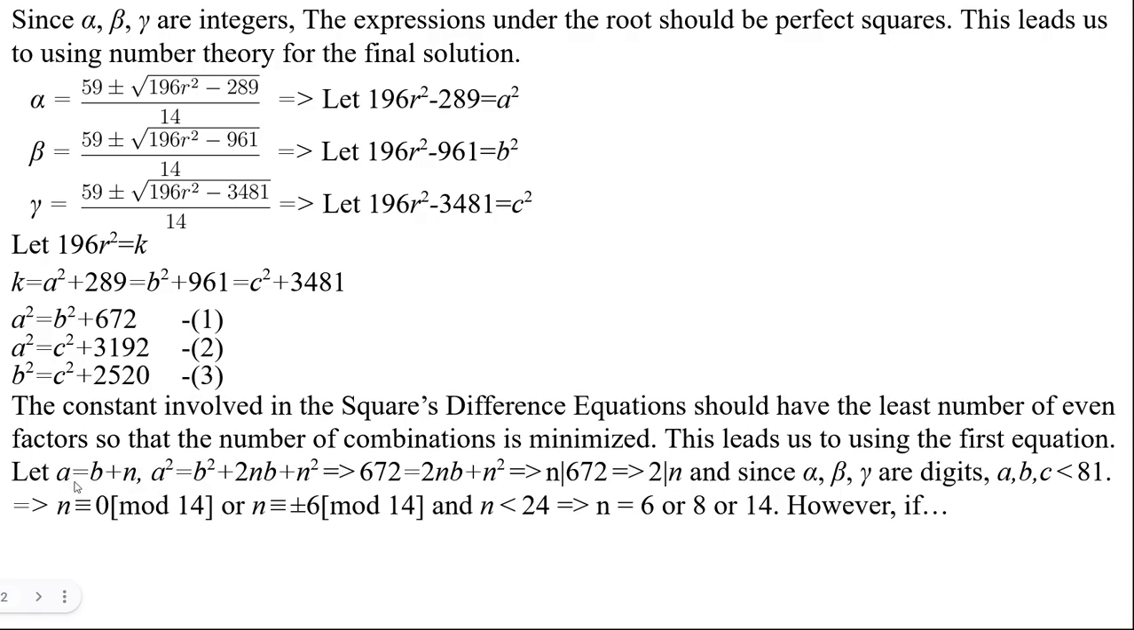Now we take a is equal to b plus n. Of course, a is bigger, and we're just assuming they're natural numbers because plus or minus just means we can either add them or subtract them, so we don't care. They can be natural, they can be positive, or they can be negative. We're just going to be doing the adjustments. So a is equal to b plus n. A square is equal to b square plus 2nb plus n square. I just squared this up. And then remember, this part is 672, as you can see here.